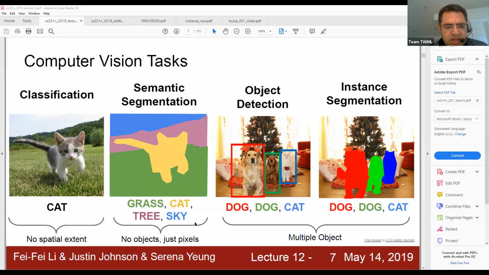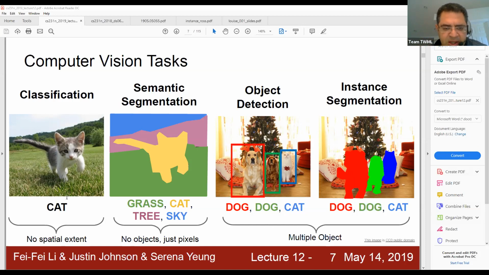So why do we care about object detection? So far, in a lot of the classes, we have done classification. For example, is there a cat in the image? Is there a car? Is there a pizza? Whatever, right? We just care about what object is there in the image. But there are a couple of other things.